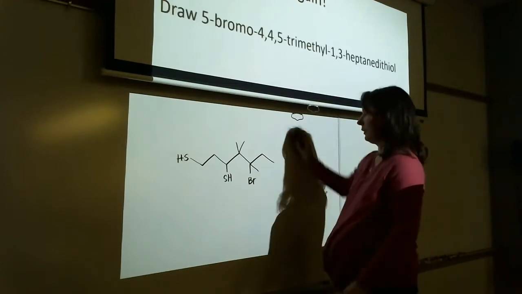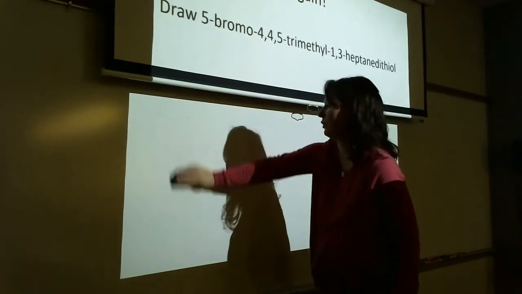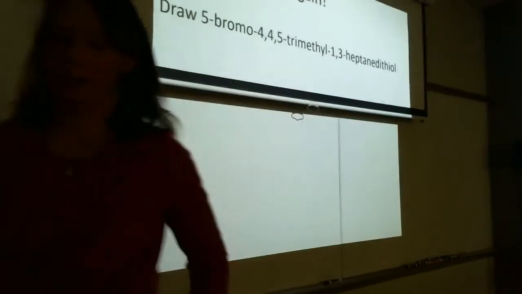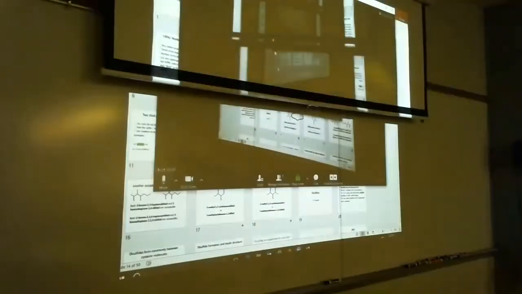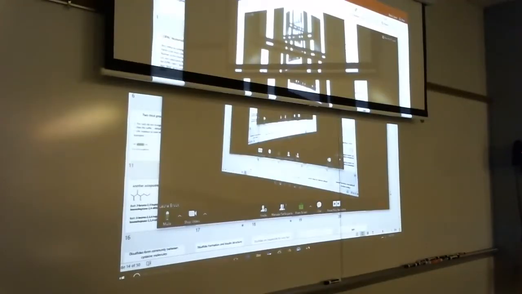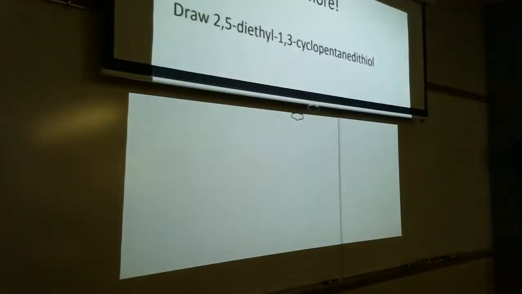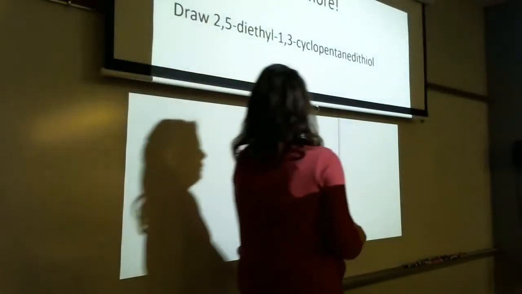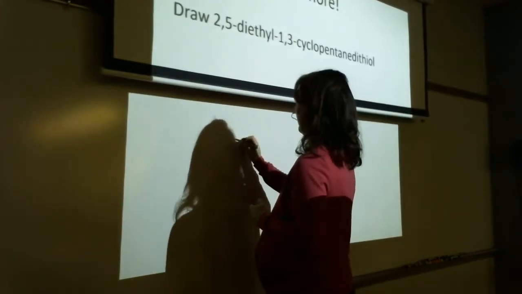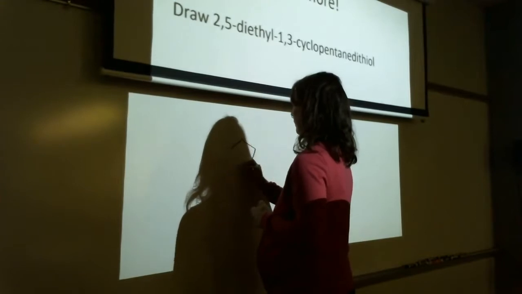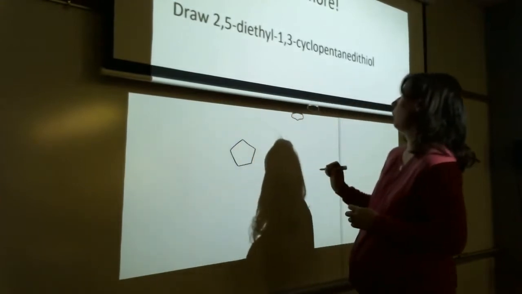And then I've got one last one for you to do before we look at another acceptable format for naming these. So try this one, 2,5-diethyl-1,3-cyclopentane dithiol. All right, let's look at this one. So this is cyclo, right? So that tells me it's a ring. And so we have pentane, 1, 2, 3, 4, 5. And we've got 1, 3.